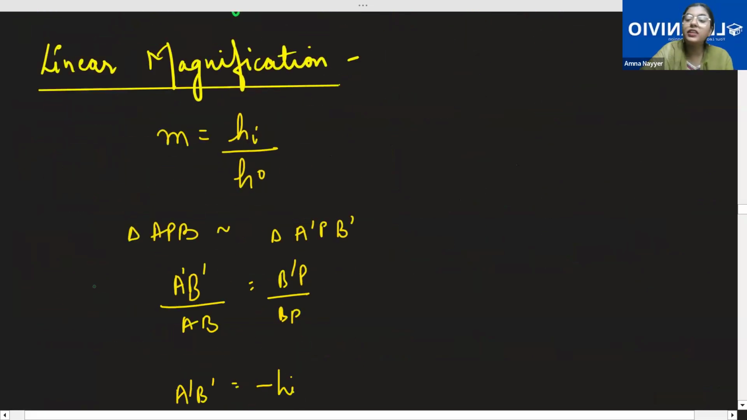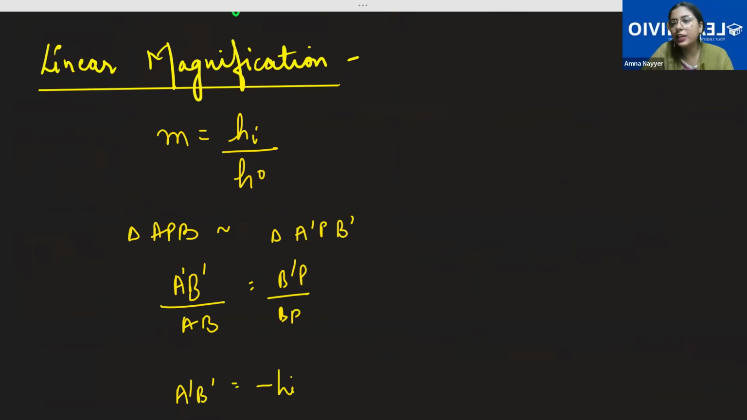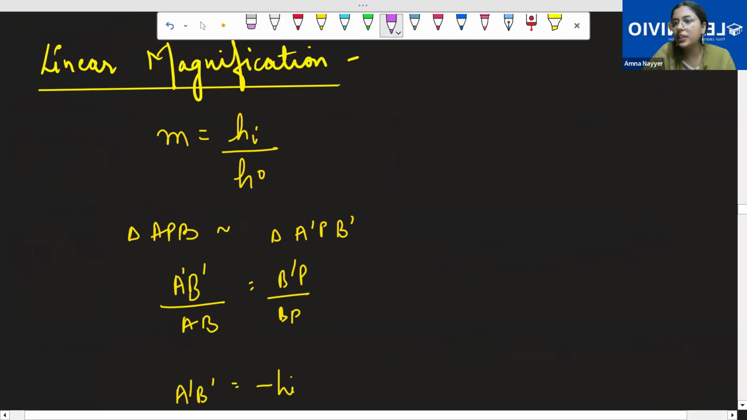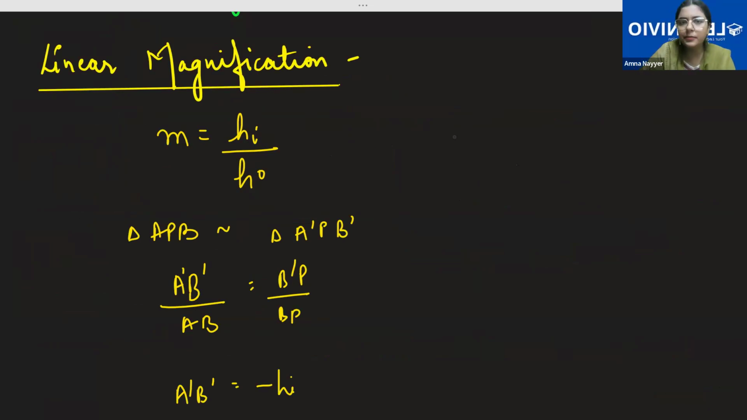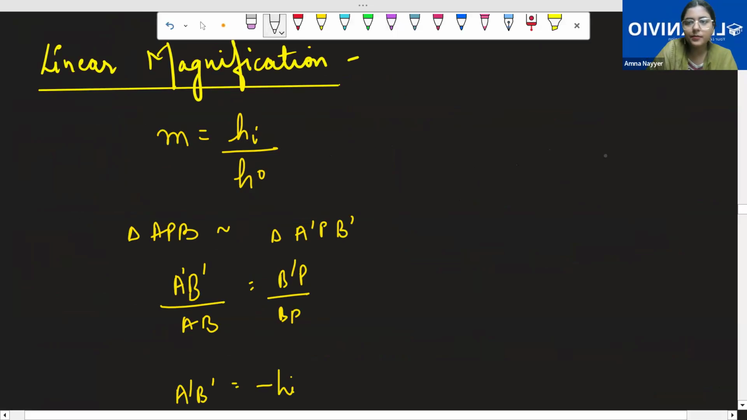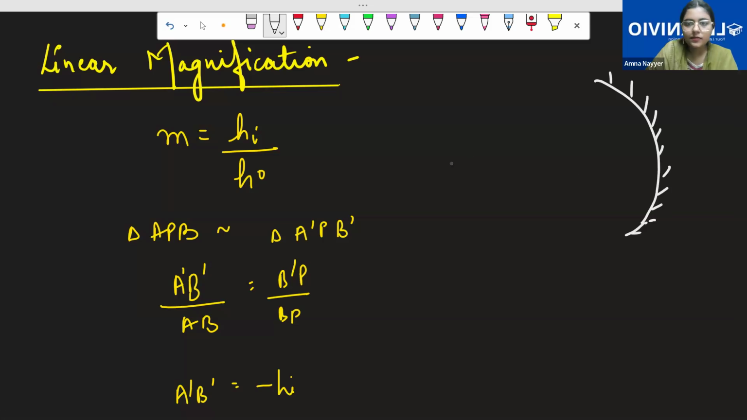So this is the formula. One more thing, you have the concept of linear magnification. Linear magnification is basically the ratio of two quantities, the height of the image by the height of the object. What is meant by this? See, let's say we have the mirror, and somewhere here I have the object, and here I have the image. This is my object and this is my image.